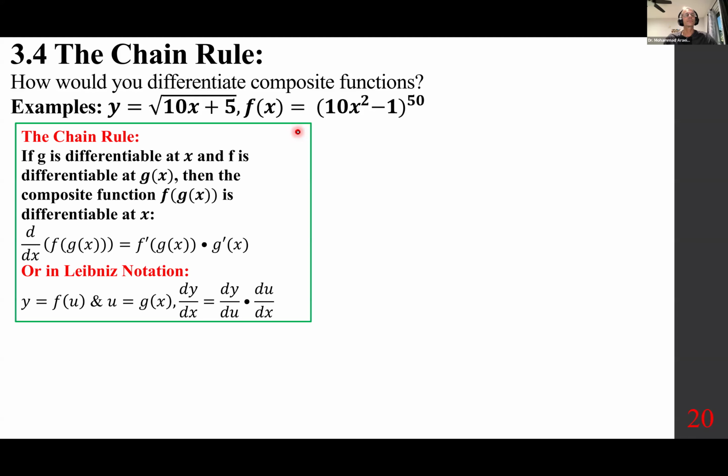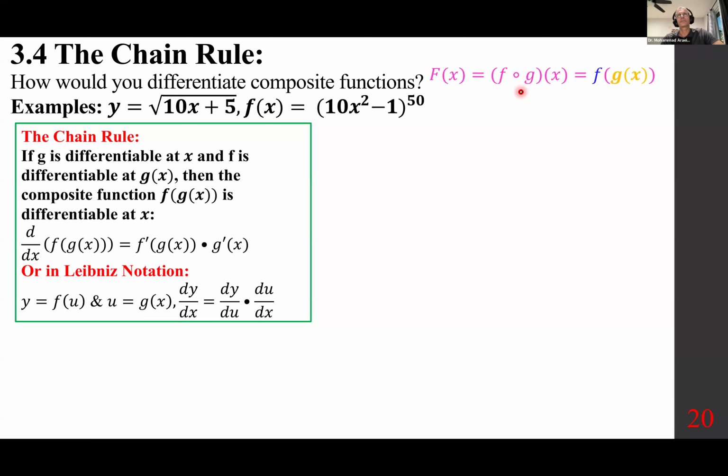Use the chain rule. If g is differentiable at x and f is differentiable at g of x, then the composite function f of g of x is differentiable at x. d/dx of f of g of x is f prime of g of x times g prime of x. Please understand d/dx is the operation of differentiation. In Leibniz's notation, if y is a function of u and u is a function of x, then dy/dx is dy/du times du/dx.